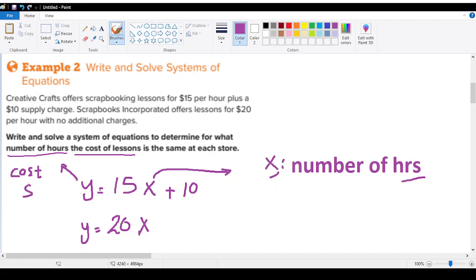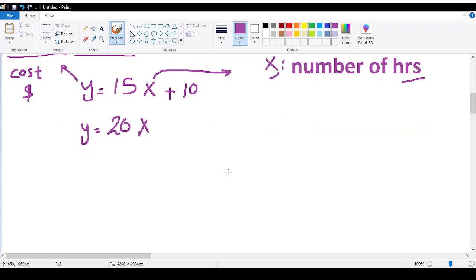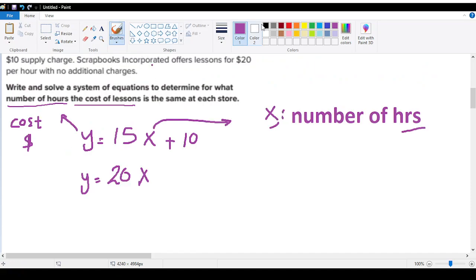Thank you. So how am I going to solve this equation, or these two equations? I'm going to say y equals, and there's y equals. So this or that, y, those should be the same. How? Look at the question. What does it say? The cost of lessons is the same at each store. So the cost of the first one or the second one, they should be the same.